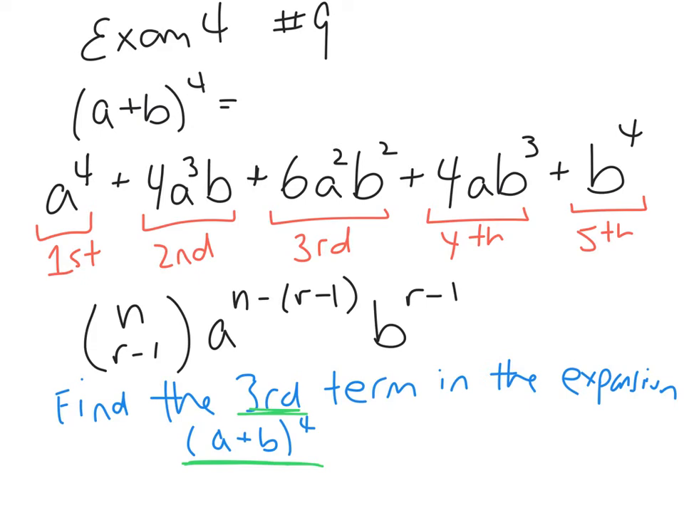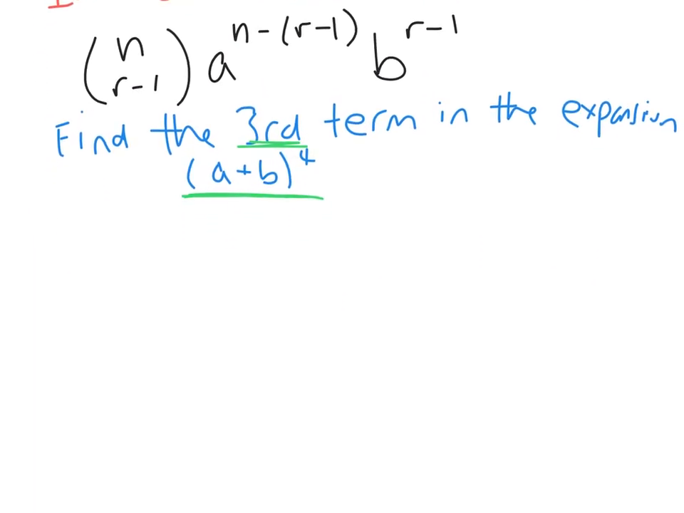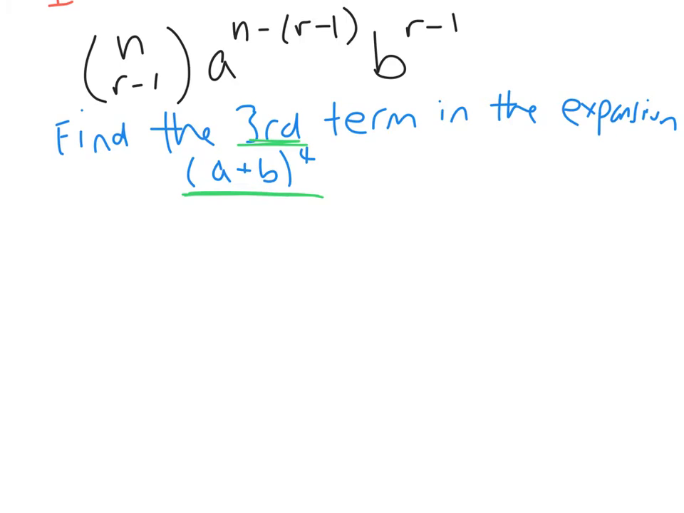We know the expansion of a plus b to the fourth. That is what we did just now. This guy is the third term in the expansion. So essentially, I'm asking you to find that term, which is 6a squared b squared. We know that because we expanded the whole thing out. But let's say we don't expand the whole thing out. We can still figure out what the third term is using our formula. So how do we do that? There's your formula. Find the third term in the expansion a plus b to the fourth.